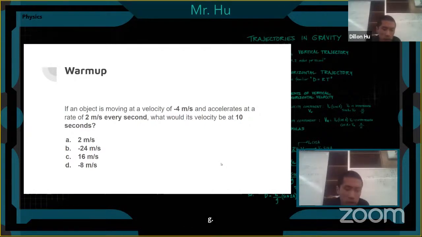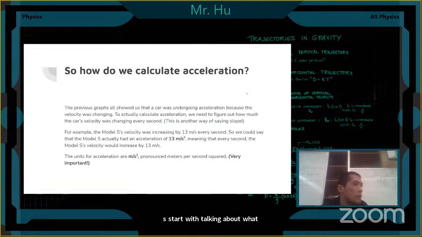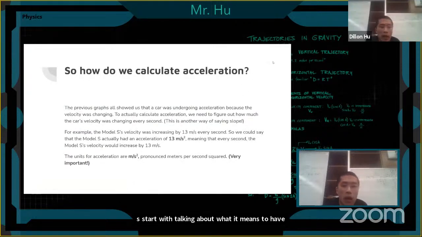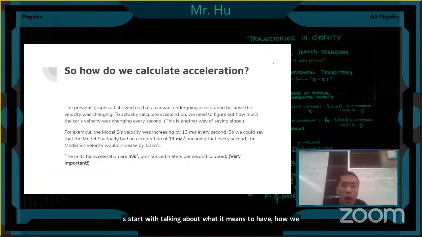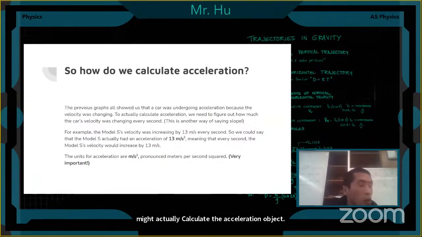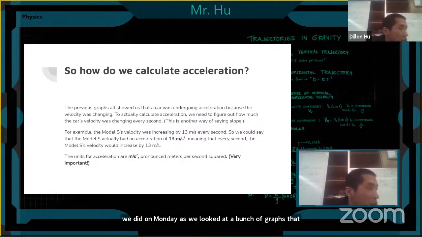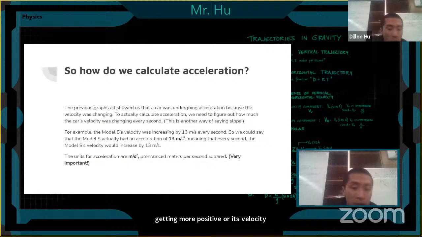So let's start with talking about how we might actually calculate the acceleration of an object. What we did on Monday is we looked at a bunch of graphs that were telling us that the car was undergoing some sort of acceleration. So they were telling us that the car was getting faster, or its velocity was getting more positive, or its velocity was getting more negative. And so we sort of looked at acceleration indirectly.